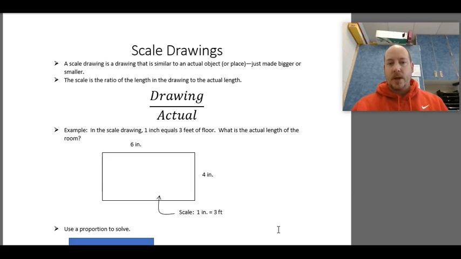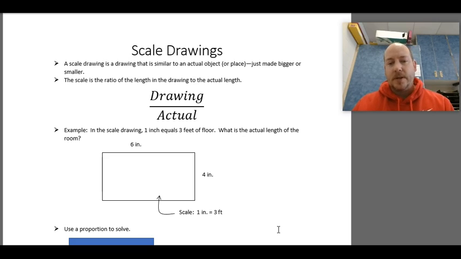Okay. So scale tries to keep things proportional. Okay, so we'll look at what that means and how to solve some problems with that. So a scale drawing is simply a drawing that's similar to an actual object. So we've talked about the idea of being similar, right? The angles stay the same, the ratios of corresponding sides stay the same, that type of thing. It's just made bigger or smaller. Okay. Scale drawings have a scale that tells us what that ratio is, and how the actual thing compares to the drawing or the model.